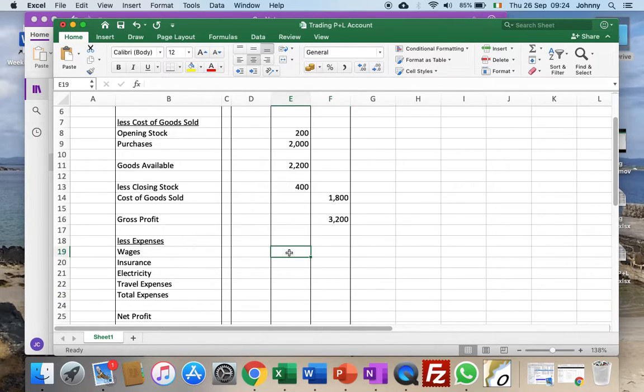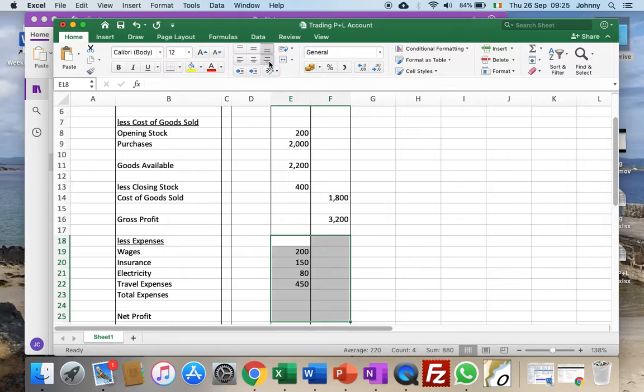So let's say wages, for example, this week are €200. Insurance is, let's say, €150. Electricity is €80. Travel expenses, let's say, is €450. Now, remember what we did before? We want to line everything up so that it makes it easier for us to do the maths. So I'll add all that, I'll highlight all of those. Actually, I'll highlight the net profit as well.